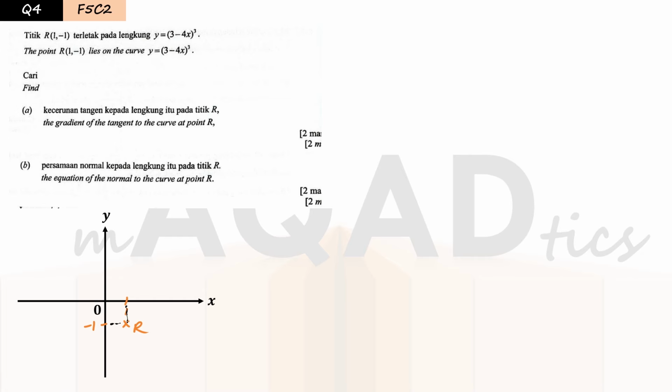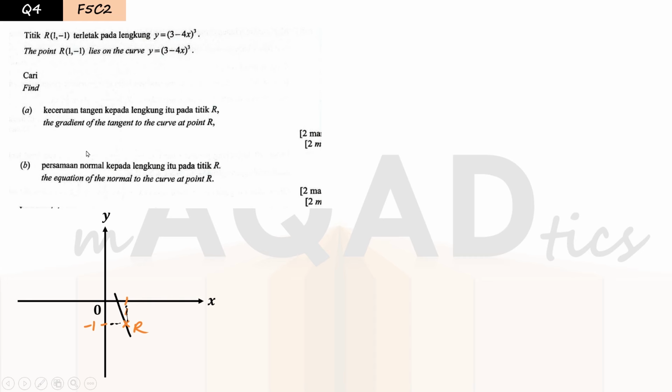Okay, and for the curve here, if you look at the curve's equation, it's actually a cubic curve. But for cubic curves, we are not really sure how the shape looks. So what I'm going to do here is just draw a curve or a line which intersects point R. Because here it says the point R lies on the curve, right? So it would be on the curve, but we don't know the shape. So we are just going to draw a line or a curve here.